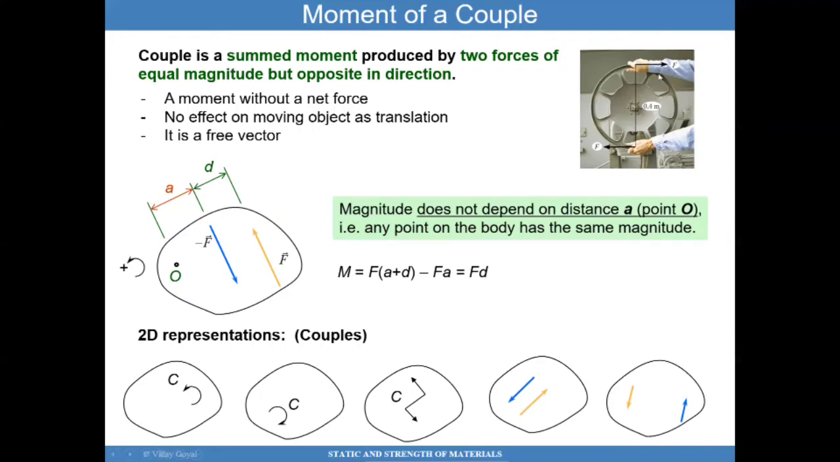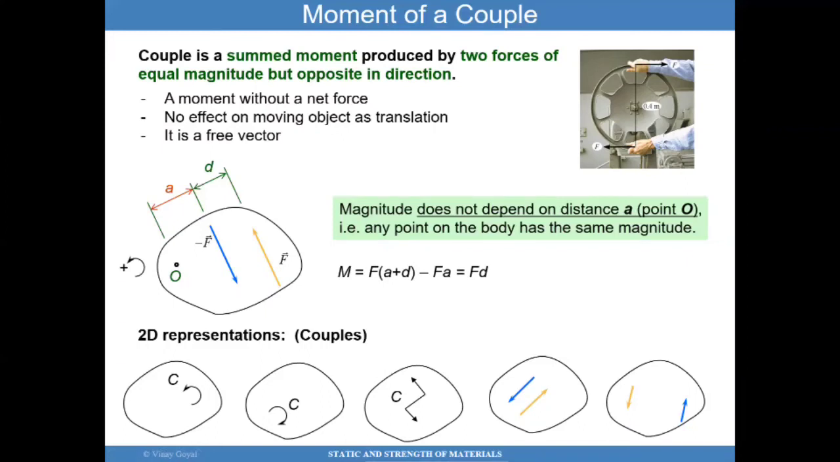Here's an example of a wheel. You can apply a force F on the bottom and a force F to the top. And again, it's a moment without net force. Here you can see that this force and this force cancel out, and in essence there is no net force, but there is a moment caused by them. Typically, there's no effect on moving the object as a translation.